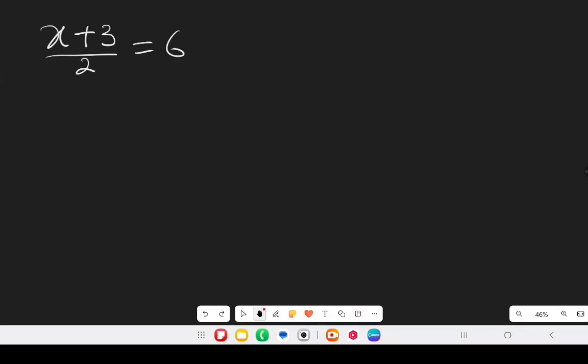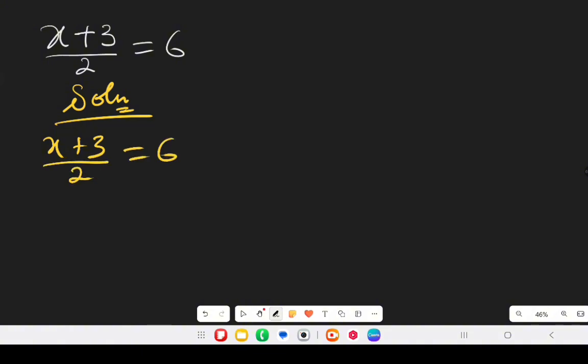Today I'm going to show you how to solve this fractional simple equation. What we do is a solution. (x + 3)/2 = 6. Next step, we cross multiply. When we have an equal to sign, what we do, we cross multiply.